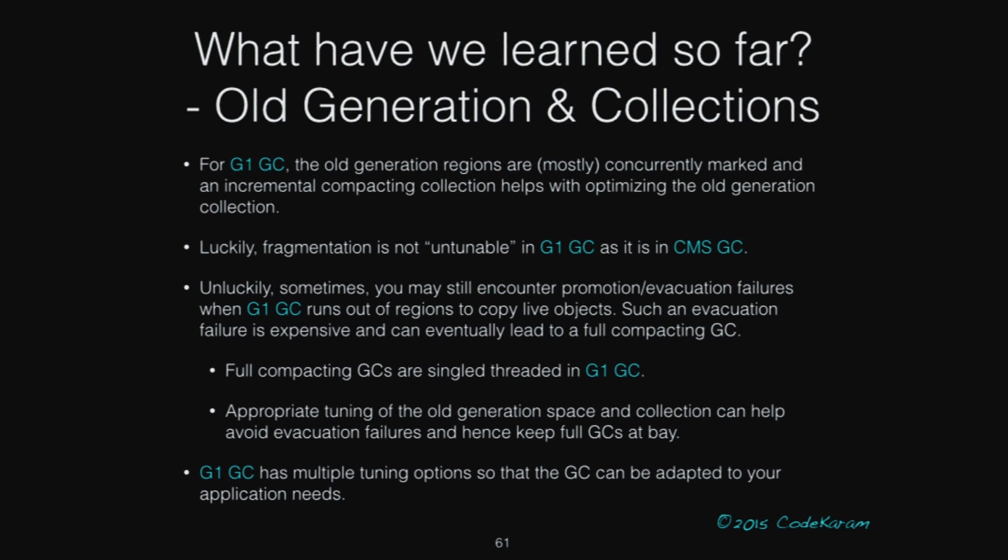Unluckily, in G1, sometimes you encounter promotion failures that I mentioned earlier, and it's when G1 runs out of regions to copy live objects to. And such evacuation failures, I already mentioned that, lead eventually to a full compacting GC. Again, full compacting GC is single-threaded, just like in the CMS case right now, at least. But when you appropriately tune the old generation space and the old generation collections, you can help avoid evacuation failures and help keep full GC at bay.